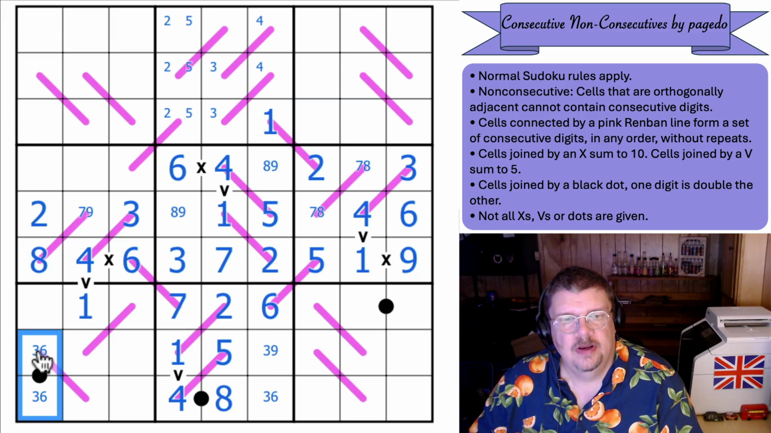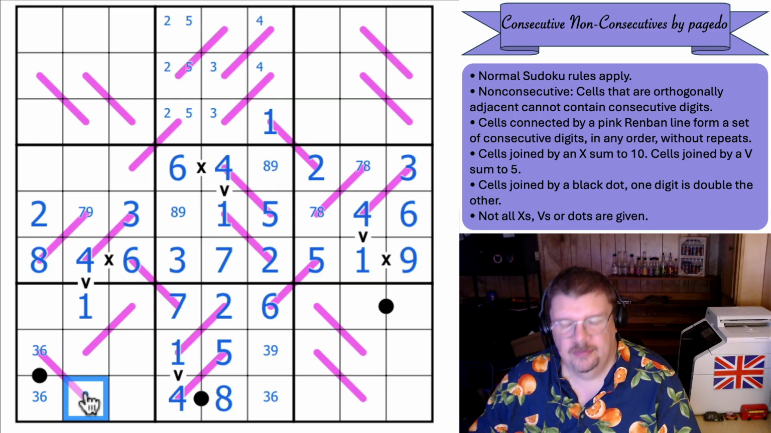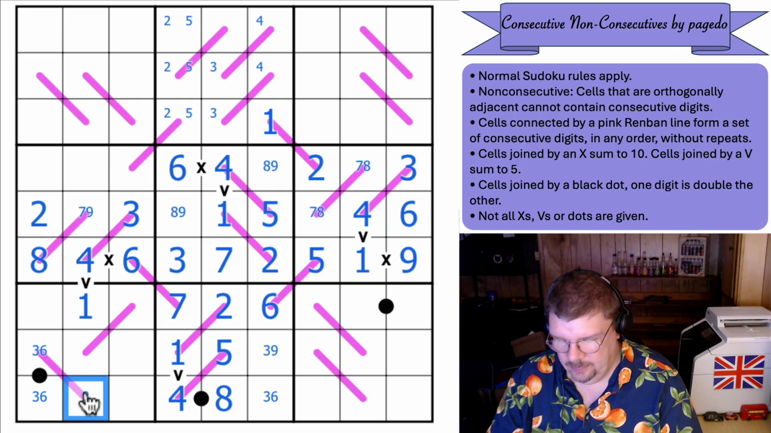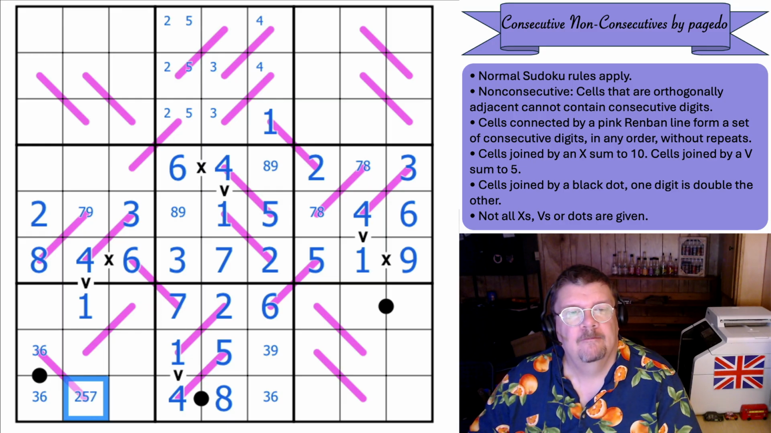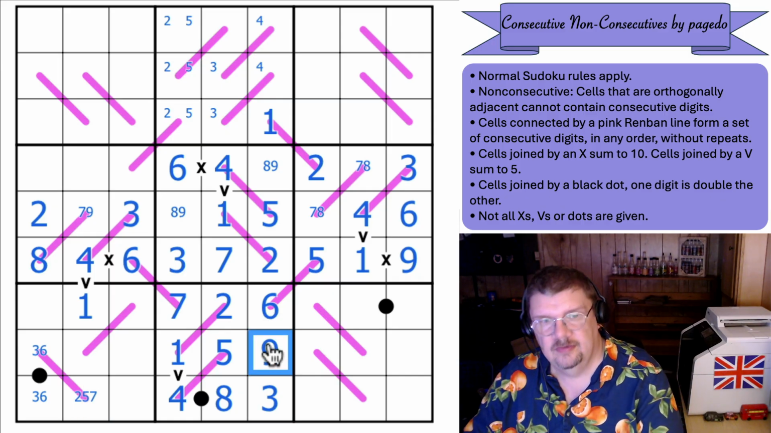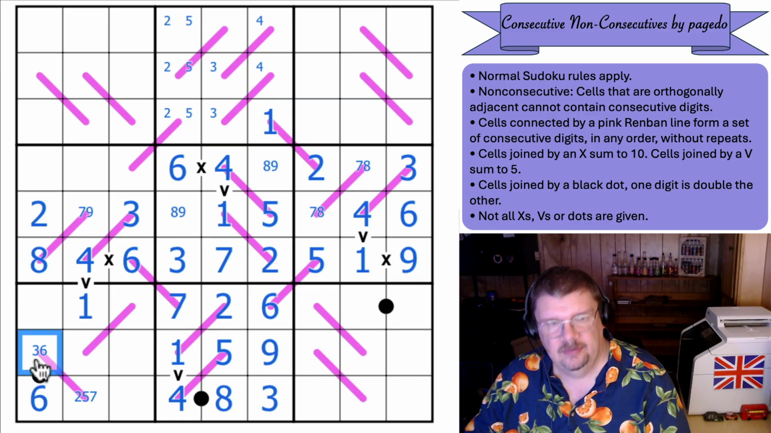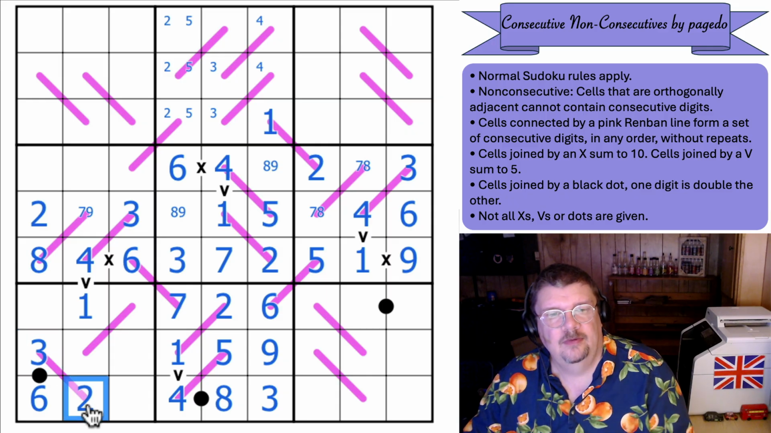If this is 3, then that would be 4 or 2, but it can't be a 4. So 2 would work. If this were a 6, this would have to be a 5 or a 7. But I do have a 3-6 pair in the row now. In fact, that's 6. Means that that's 3, that's 9, that 3 looks across here, that's 6, that's 3, and that's 2.